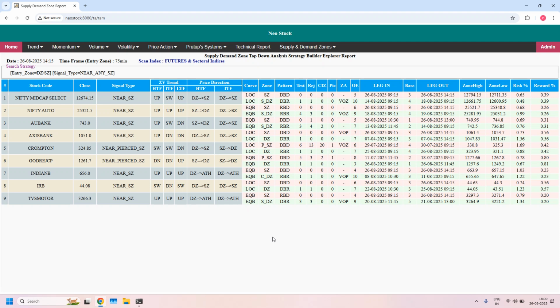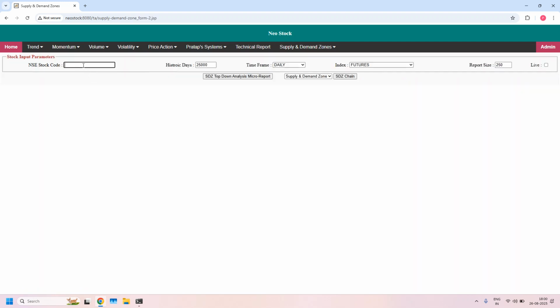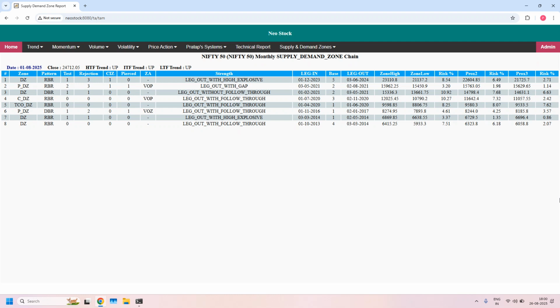Next, I will generate NIFTY and BANKNIFTY supply demand zone chain reports. Starting with NIFTY, generating monthly supply demand zone chain. So this is the NIFTY monthly supply demand zone chain report.